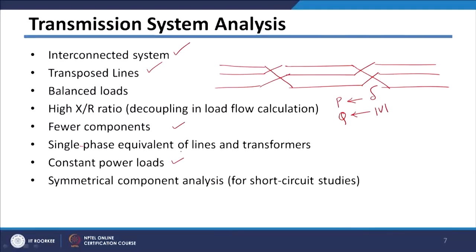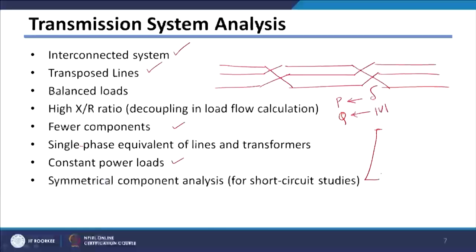So, we know that since lines are transposed, because of transposition, the self impedances of the line will be equal. So, self impedance of all the three phases we make equal to ZS, ZS, ZS, and mutual impedances between lines also we make them equal. So, ZM, ZM, ZM, they are equal.